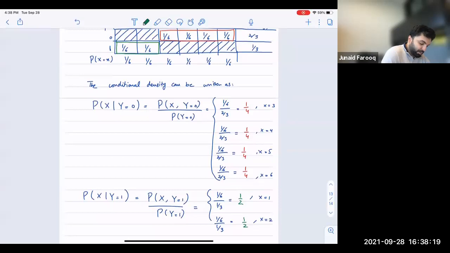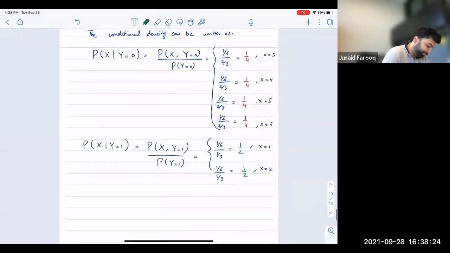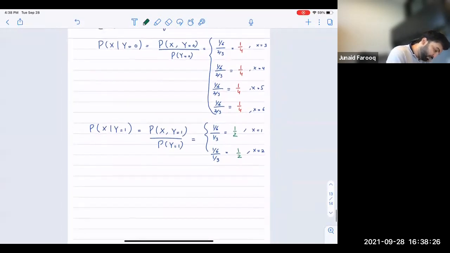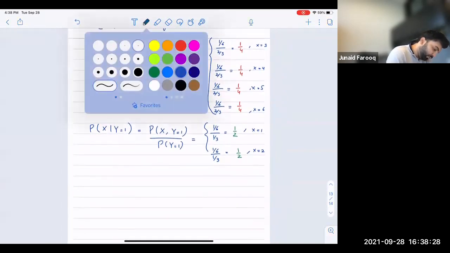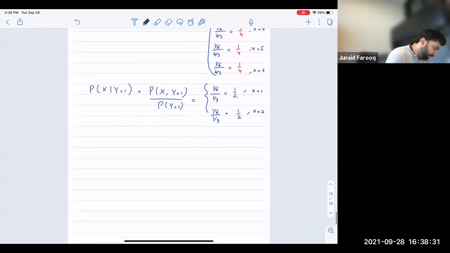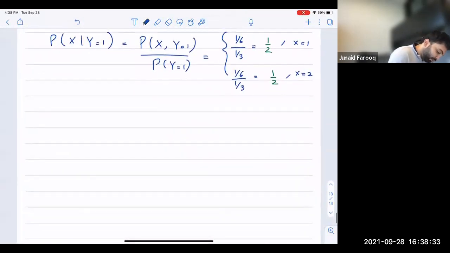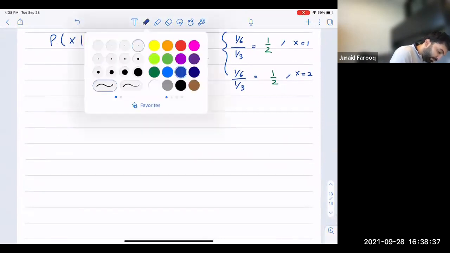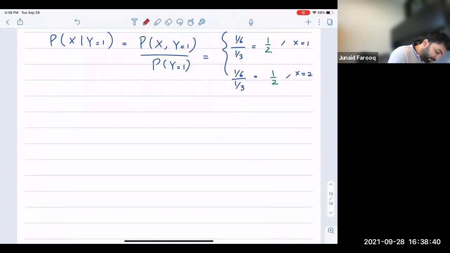Okay, now we've got the conditional distributions. So we will get to the h of x given y. Again, very important. This is a bit complicated, but once you go through it, you can understand what's going on. I encourage everybody to try to solve this example again.